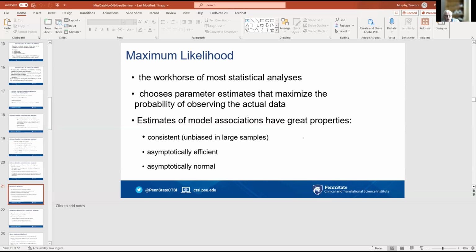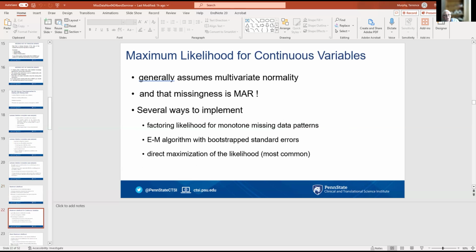These estimates have great properties. That's why we use them. They are consistent, meaning that they are unbiased in large samples. Asymptotically is a $10 word for very large samples. They are asymptotically efficient, meaning they have minimal variance with high sample sizes, and they are asymptotically normal. These are all highly desired properties in statistical analysis.